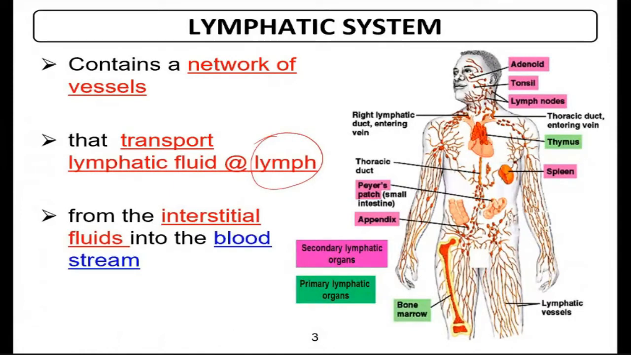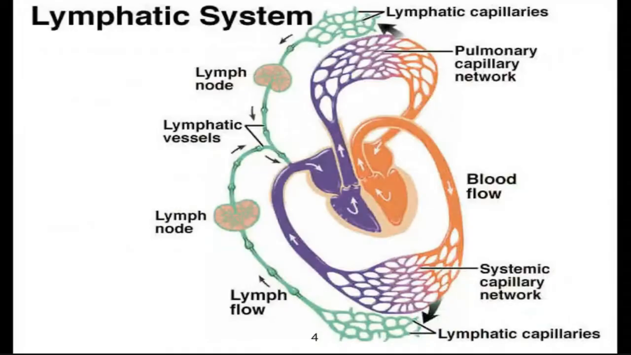From the interstitial fluids into the bloodstream. So lymph is separated from blood. Usually it comes from the interstitial fluid in between cells, and then it will enter the bloodstream later on. Dia akan campur kemudian. So there are only a few parts of the body that allow the mixture of lymphatic fluids and blood.